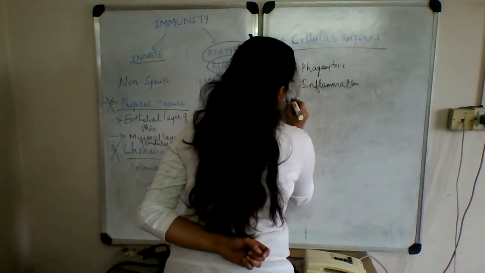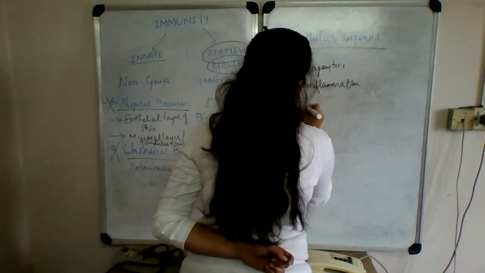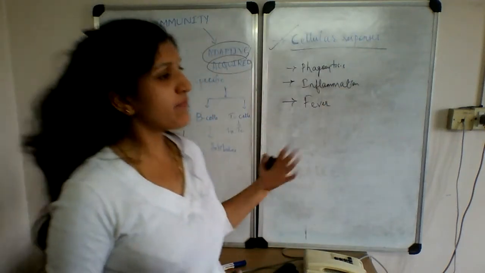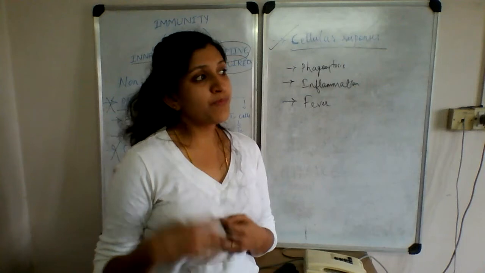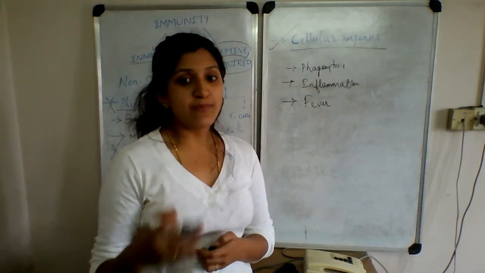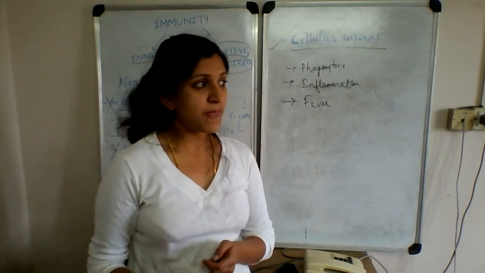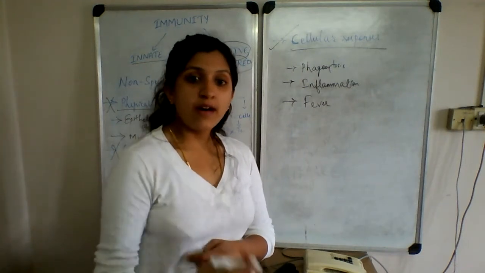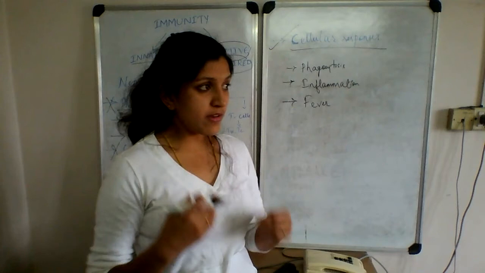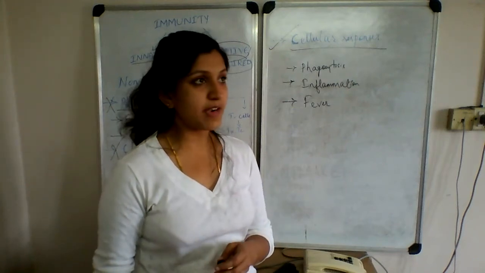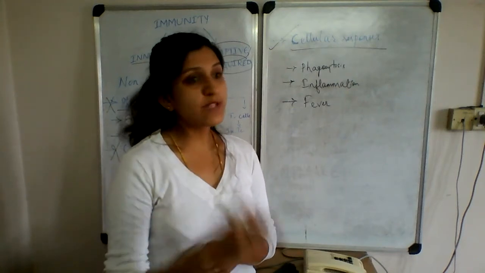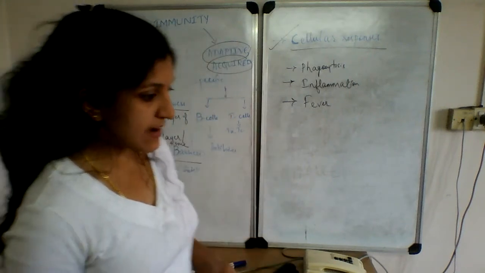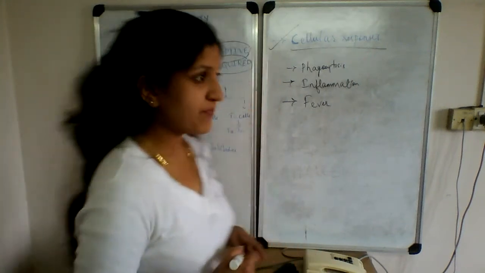Another response is fever, when there are too many microbes that have entered. By increasing body temperature, at the increased temperature these microbes cannot reproduce or increase in number. Higher temperature is not suitable for their growth. So fever is another response that is preventing the microbes.